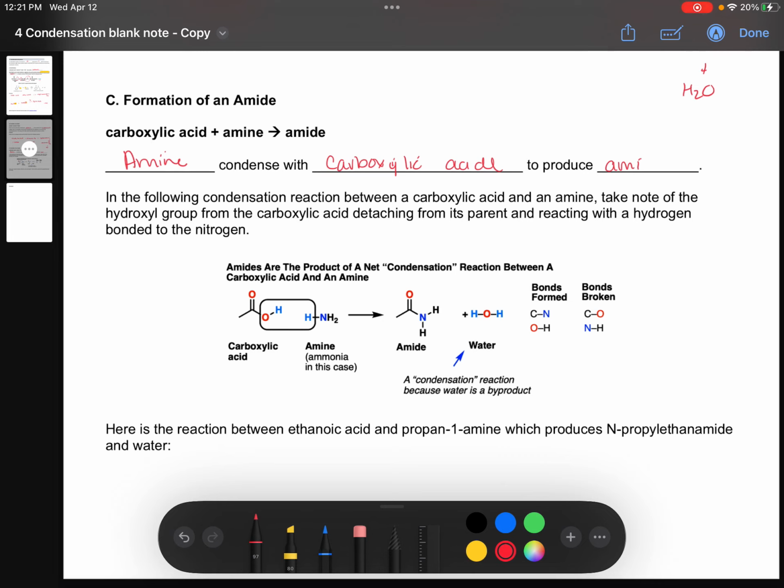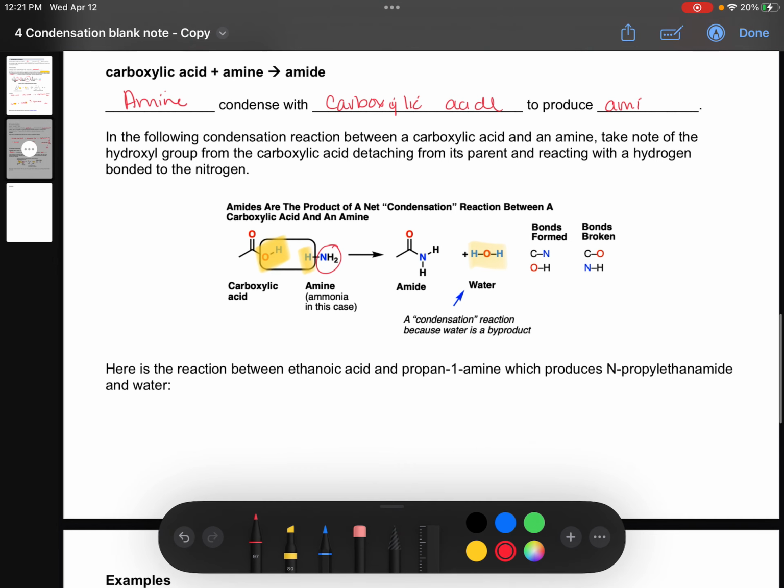So we have our carboxylic acid and our amine, and it reacts to produce an amide. When we look at the condensation reaction here between the carboxylic acid and our amine, we note that the hydroxyl group of the carboxylic acid is going to detach itself from the parent, and it's going to react with the hydrogen that was bonded to our amine. So you can see here, this and this is going to be removed to create water. What is left over from our NH2 is going to be joined and bonded to our original carboxylic acid that has now removed itself from that OH, our hydroxyl group.